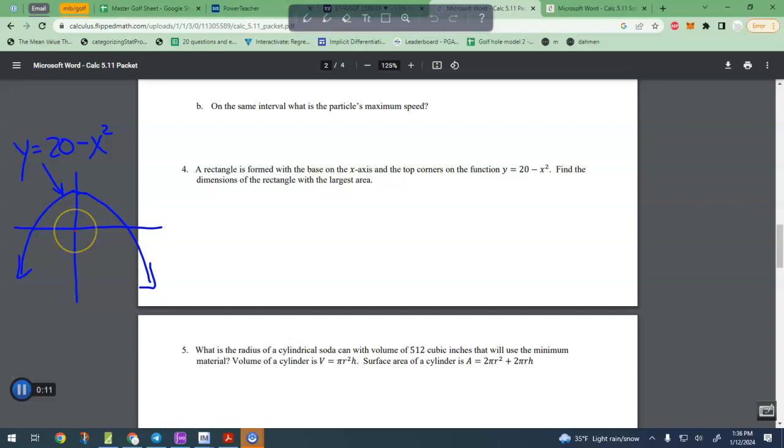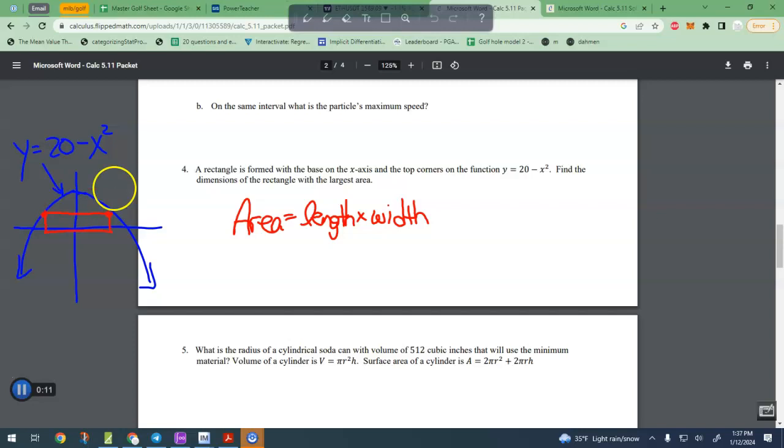So there's going to be a rectangle like here, where the top corners are right on that curve. And what's the area of any rectangle? Length times width, right? Or base times height, if you want to say it that way. That's probably better.